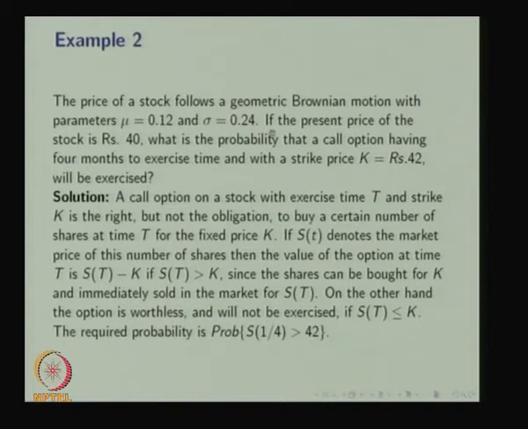So the probability of S of 1/4 being greater than 42 will be the required probability. We are not computing the actual probability here, because you can use the earlier concept: S of t follows a log normal distribution. So using the log normal distribution, one can find the probability of S of 1/4 being greater than 42.